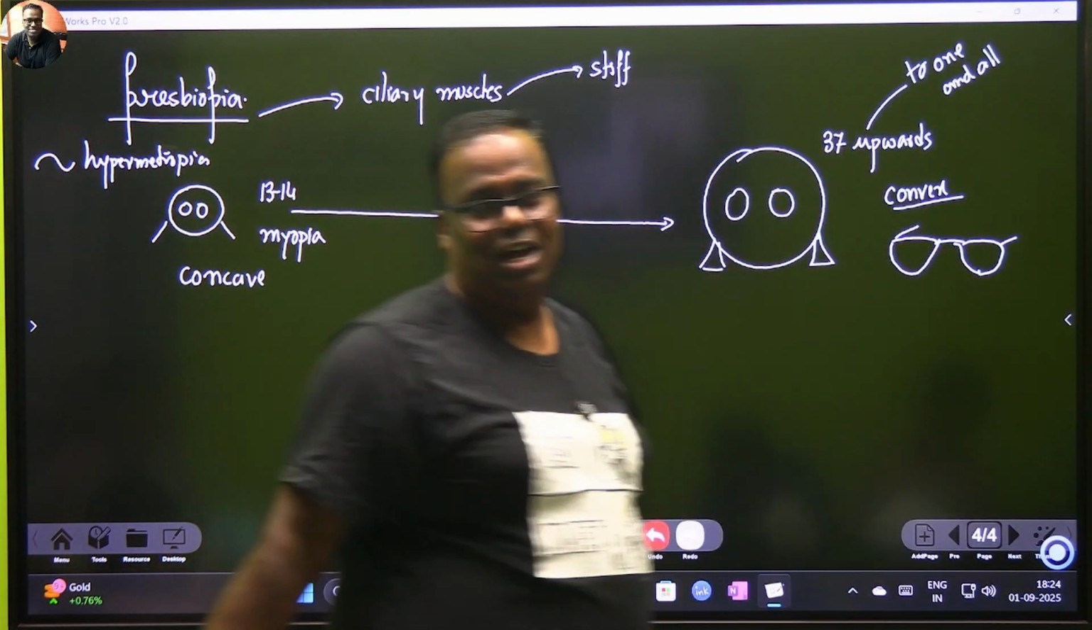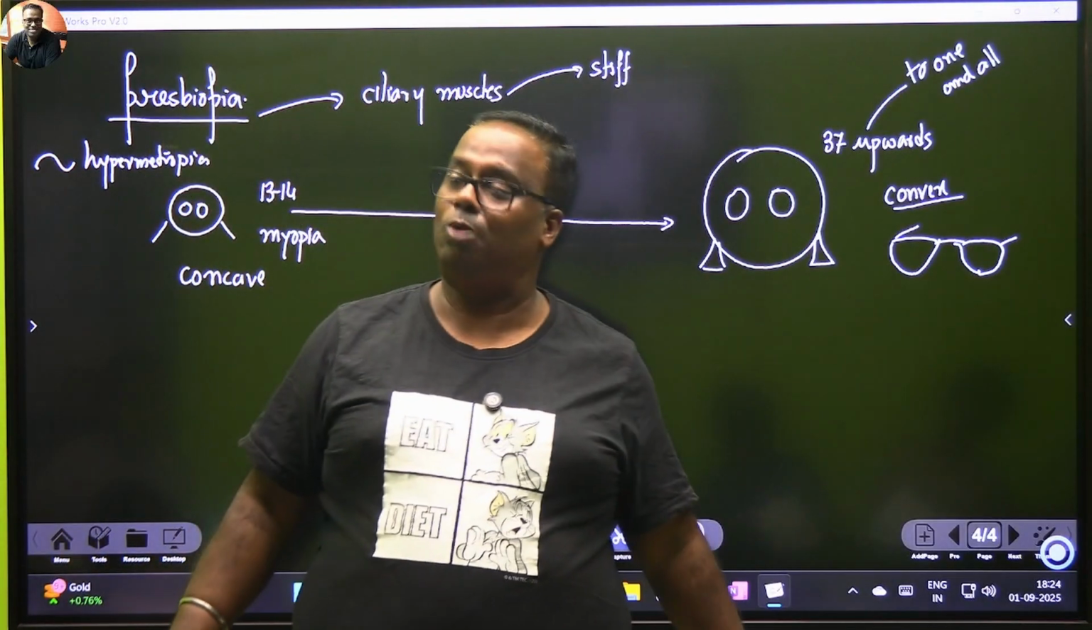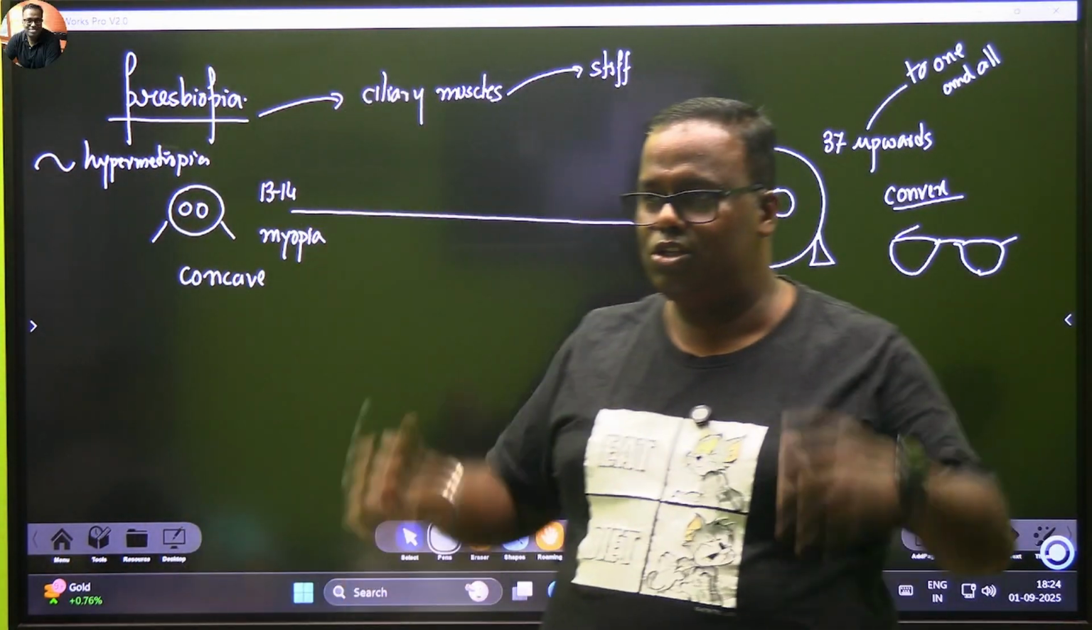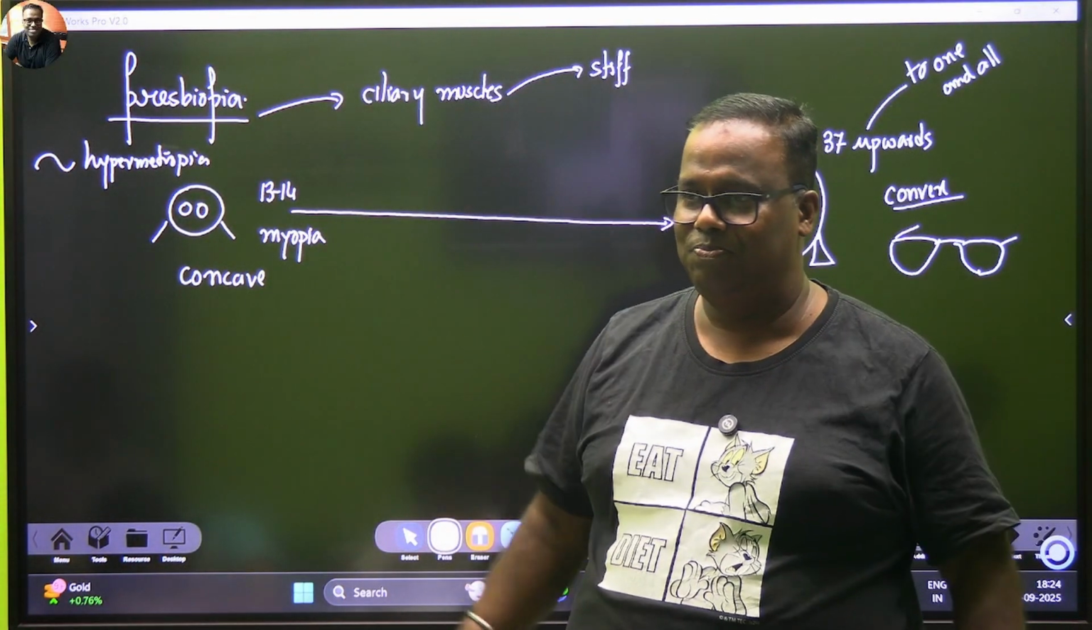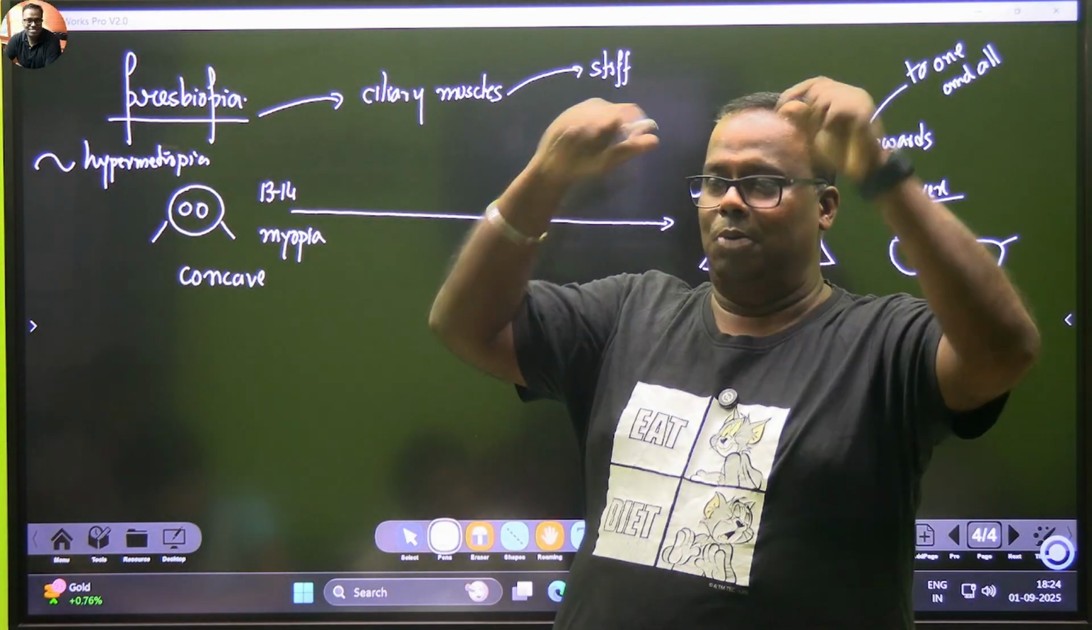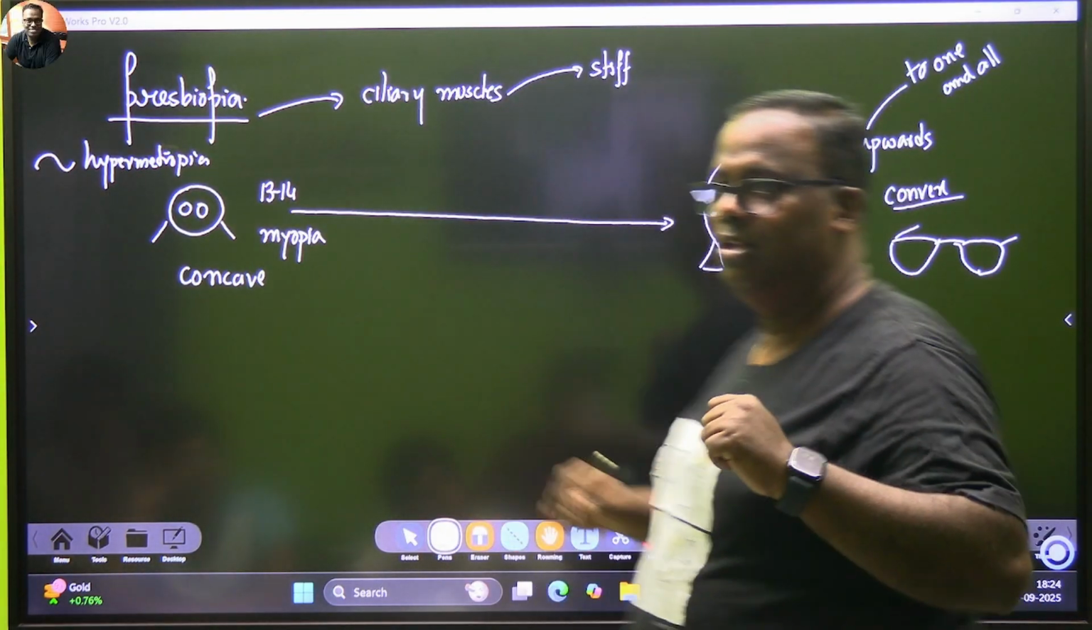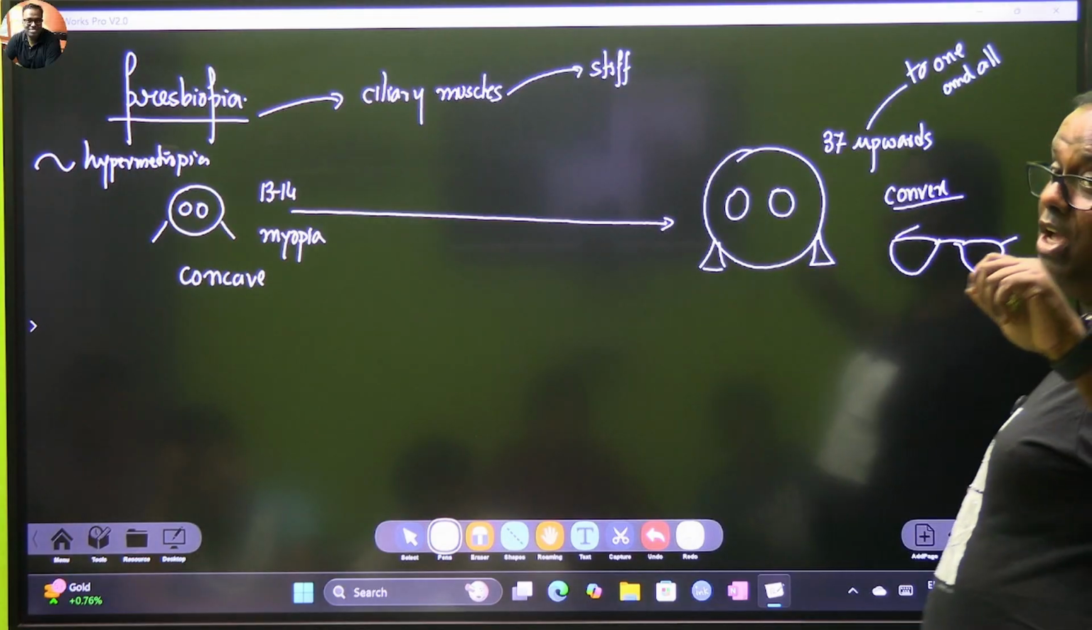So this is her convex. Now the problem is our girl cannot toggle between two glasses. Kabhi ye pehno, kabhi ye pehno. So what do we do? So we have to now do it.